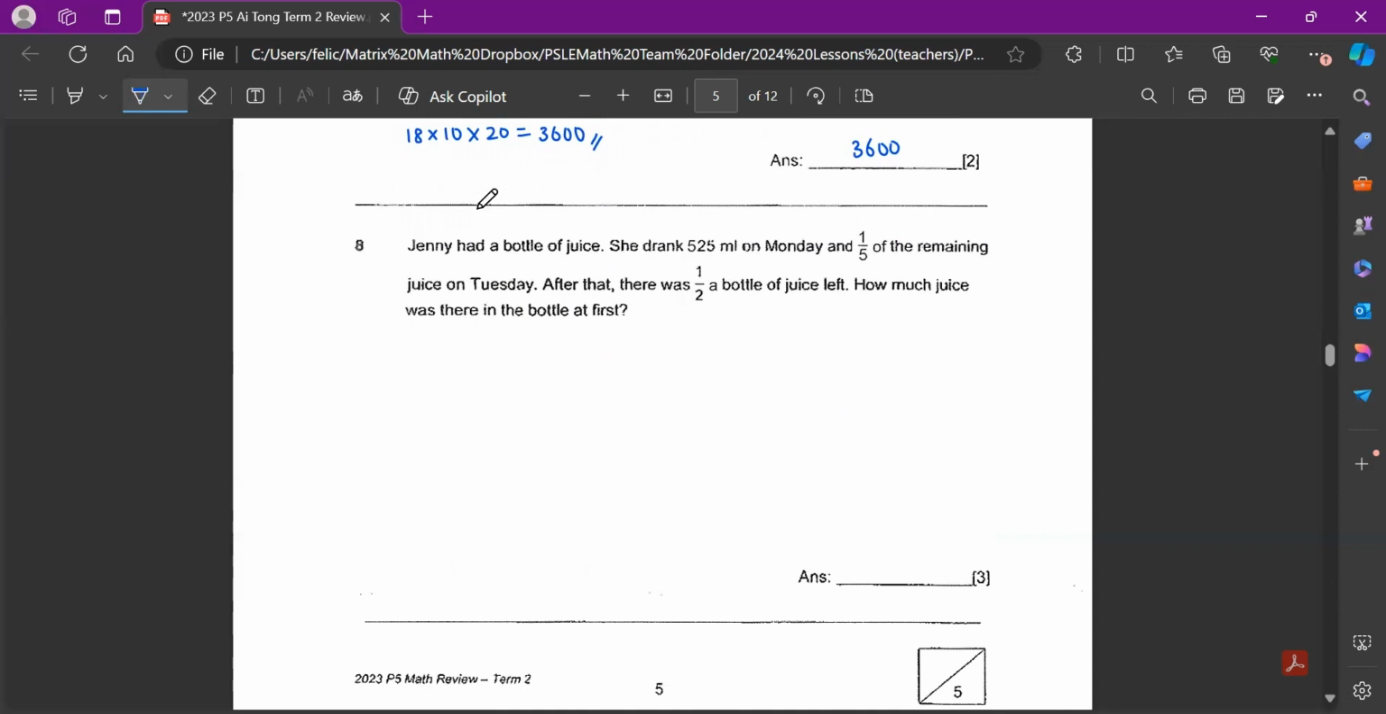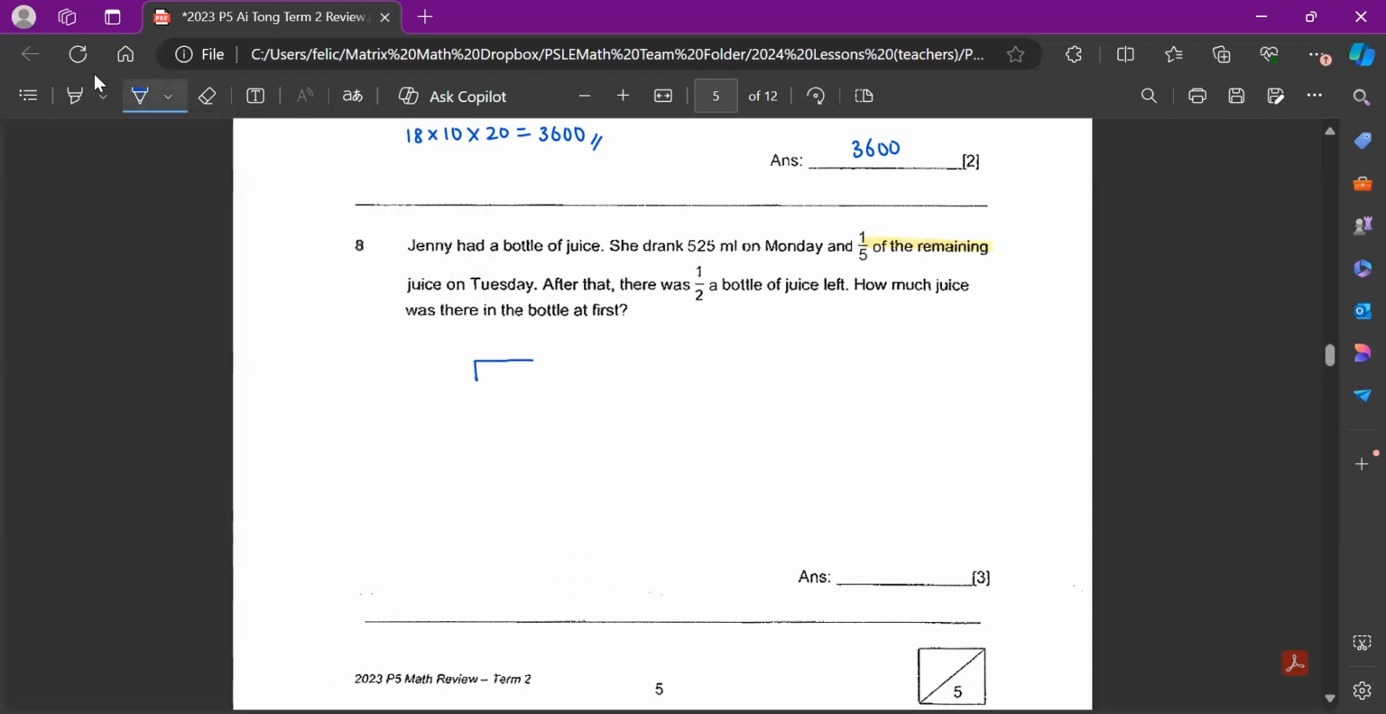Question 8. So Jenny had a bottle of juice. She drank 525 ml on Monday and 1/5 of the remaining juice on Tuesday. So we see the word "remaining" here with a fraction. Most likely we can use a drop-down model to be specific to illustrate this whole thing.